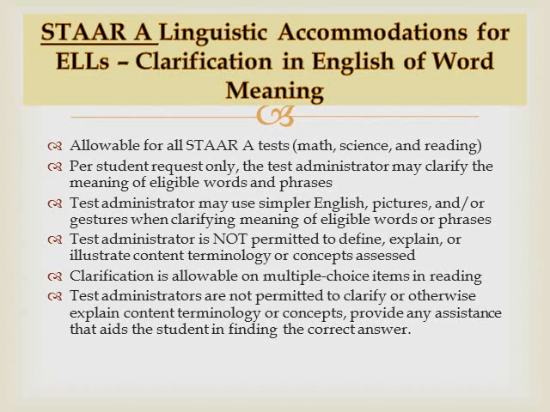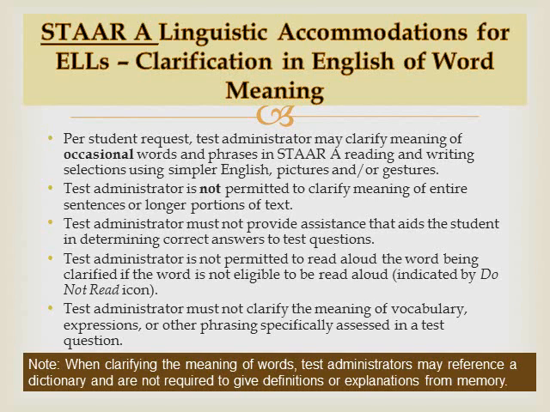Clarification in English of word meaning is allowable for all Star A tests for math, science, and reading. It is per student request only, and the test administrator may clarify the meaning of eligible words and phrases. Test administrator may use simpler English, pictures, and/or gestures when clarifying the meaning of eligible words or phrases. The test administrator is not permitted to define, explain, or illustrate content, terminology, or concepts assessed. Clarification is allowable on multiple choice items in reading, and test administrators are not permitted to clarify or otherwise explain content, terminology, or concepts, or provide any assistance that aids the students in finding the correct answer.